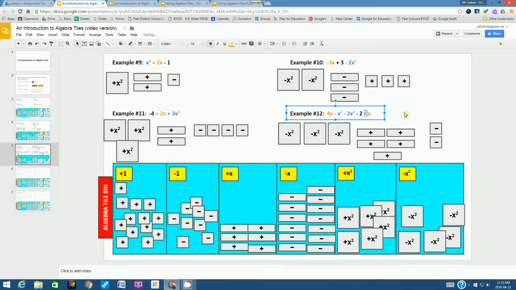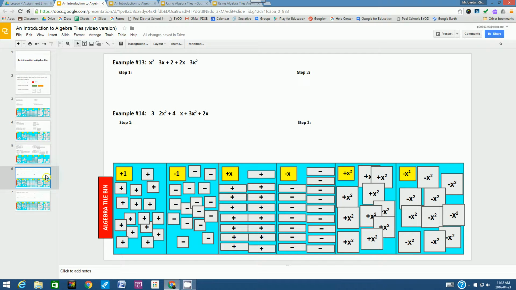Perhaps you didn't make that mistake when you were building your tile diagram solution. All right, so let's see if I got it right now. Negative 3x squared. I've got 5 positive x's, and I've got 2 negative integer tiles. Okay, let's go to the next slide. So as we're working through these problems, they're getting a little bit more complex. Okay, let's look at example 13.